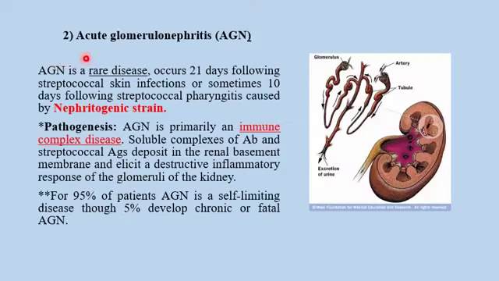The second kind of complication is acute glomerulonephritis. Acute glomerulonephritis is a rare disease, يعني قليل الحدوث. It occurs 21 days following streptococcal skin infections. يبقى ده mainly بيبقى بعد skin infection. Sometimes after 10 days following streptococcal pharyngitis. بس mainly دايما نحط في دماغنا إن هو after skin infections.